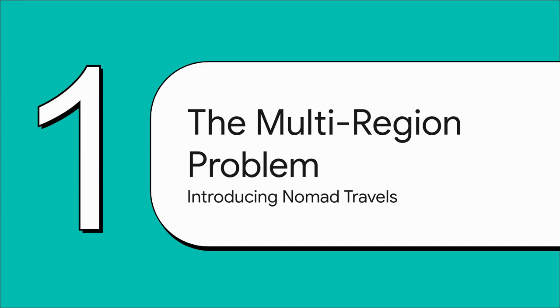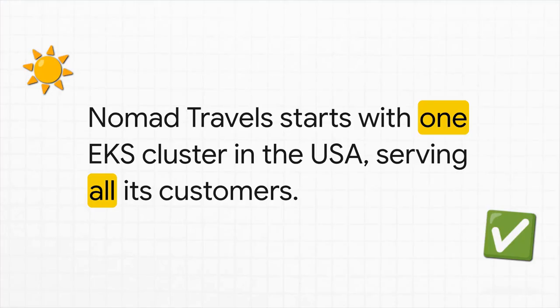Okay, let's make this feel a bit more real. Instead of just talking theory, we're going to follow the story of a fictional company. Let's call them Nomad Travels. We'll see how they handle the growing pains of scaling their architecture from just one region to a truly global setup. You know, in the beginning, life is pretty simple for Nomad Travels. They've got everything running in one Amazon EKS cluster. That's just Amazon's managed Kubernetes service, smack in the middle of the United States. Everything's working, the customers are happy, and the whole system is pretty easy to manage.